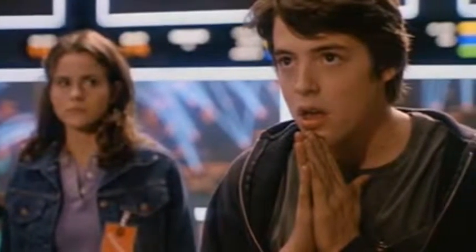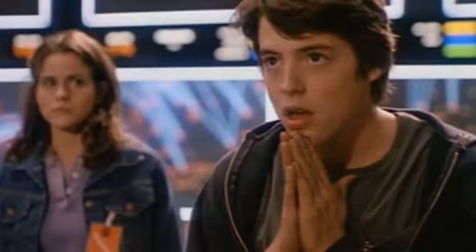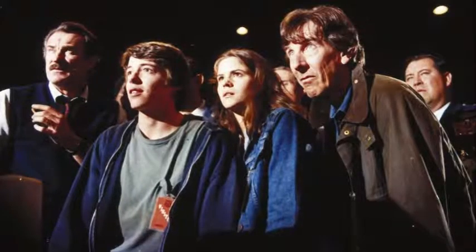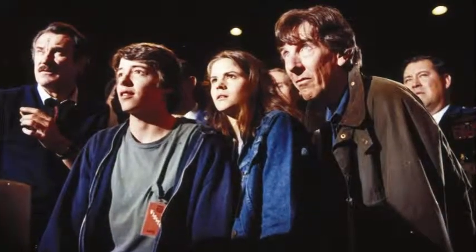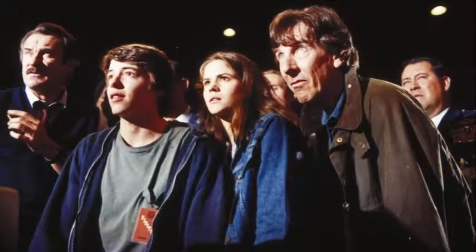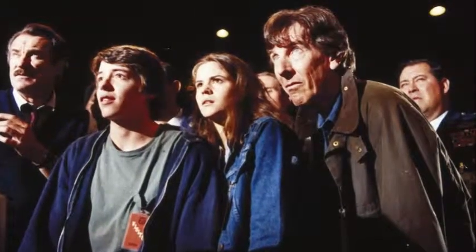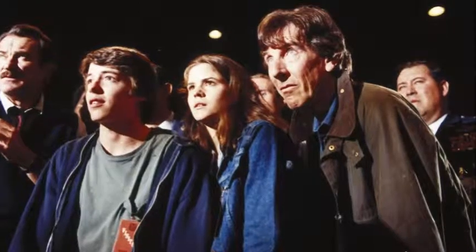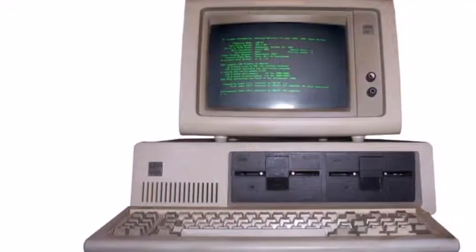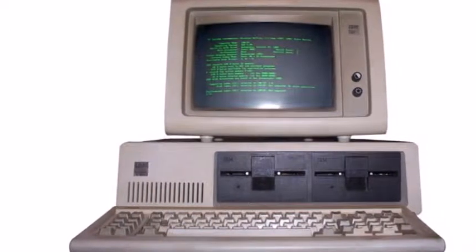Now, the reason we're going to watch this is because in the movie, the main character is going to be using an operating system called DOS. DOS was one of the very first operating systems that computers had. And the reason I like to show this clip is because I want you to see how much operating systems have changed over the years.